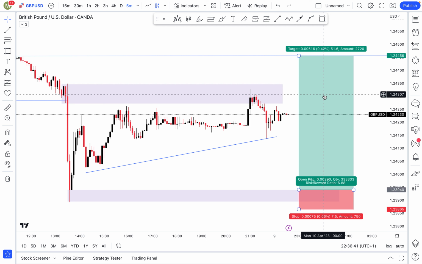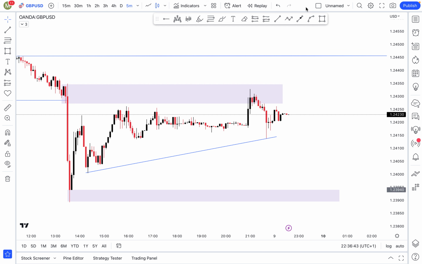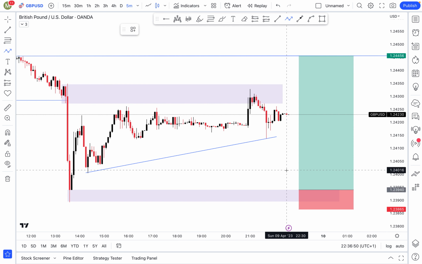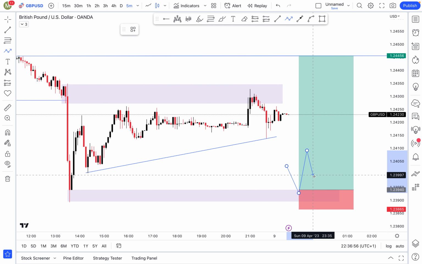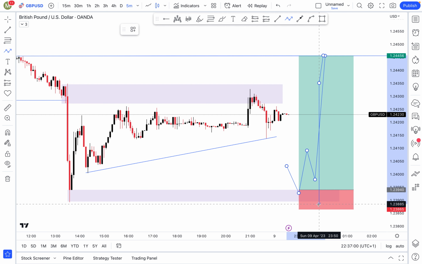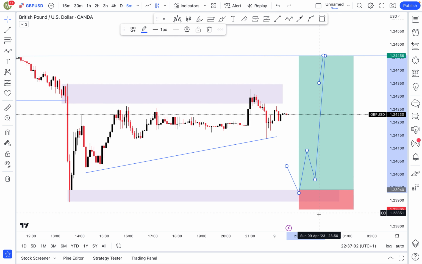So I'll be looking for something like this to buy from here, and as I see the market come down to this area, what I need to identify is on the smaller time frame here, 1 minute or same 5 minute. If I see a change in character here, I'll just take the entry and target up to this level, and my stop loss will be down here. My stop loss will be down at this level down here.